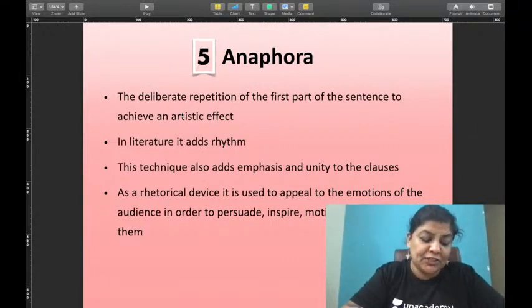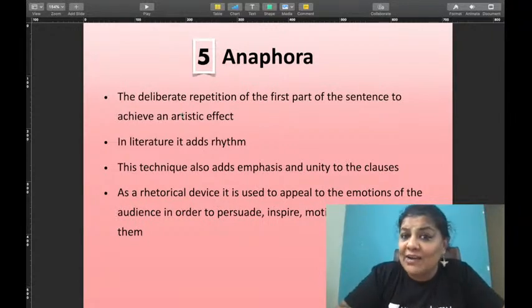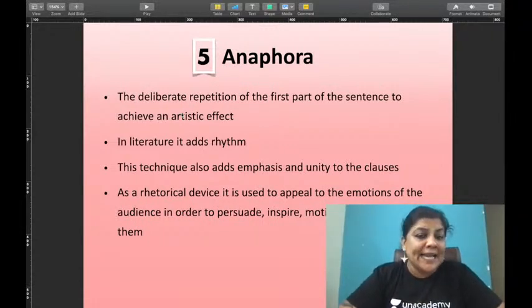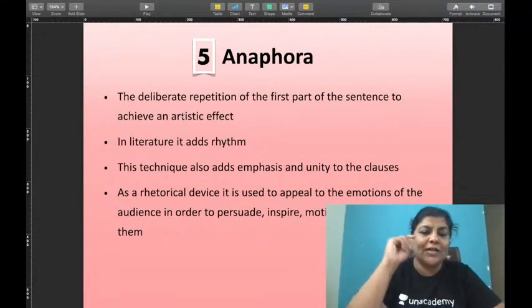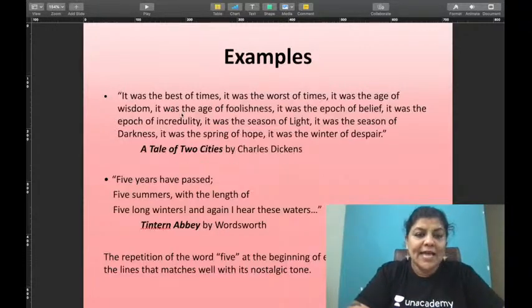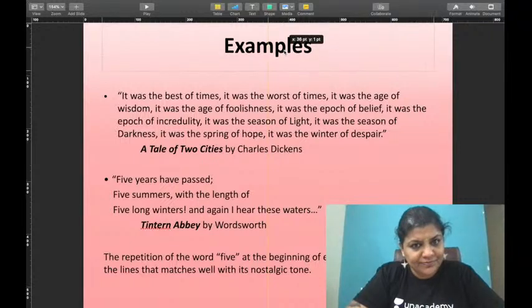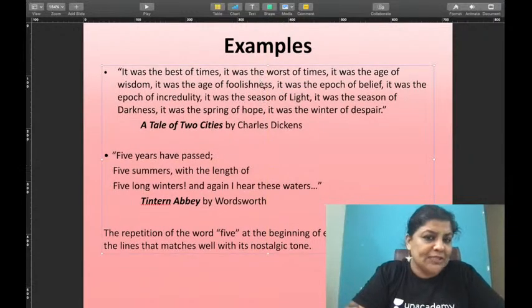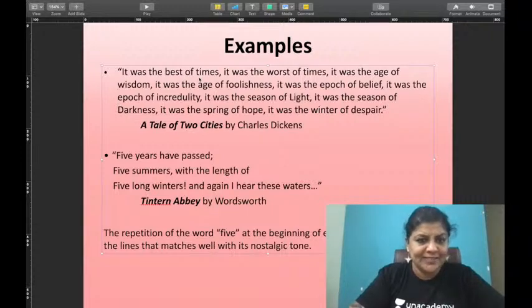Anaphora is another kind of repetition. Remember, there are many kinds of repetition. Repetition itself is a whole area within figures of speech. The deliberate repetition of the first part of a sentence is called anaphora. The initial part of a sentence is repeated. Example: it was the best of times, it was the worst of times. So, it was the repeated. It was the age of wisdom, it was the age of foolishness. See, anaphora, repetition of the initial part of a sentence. Are you getting me, guys?